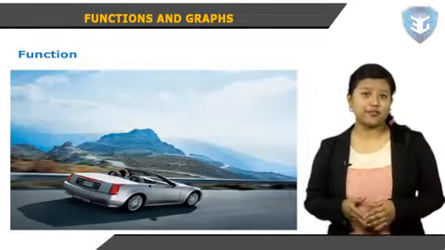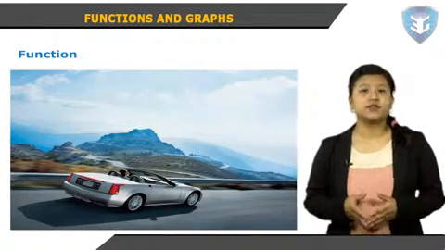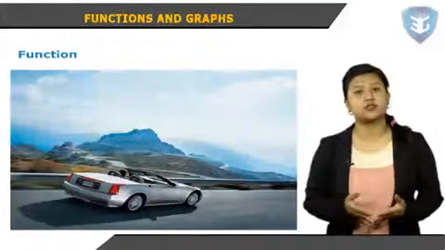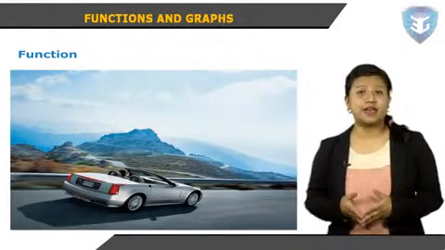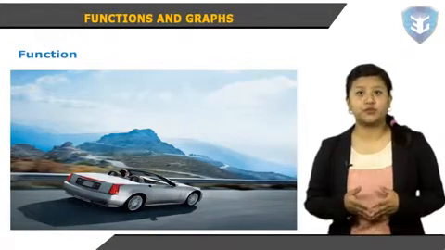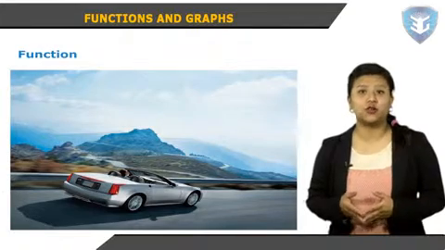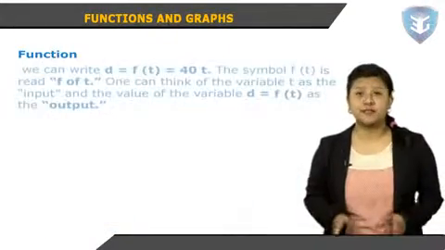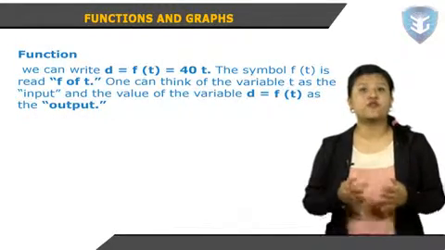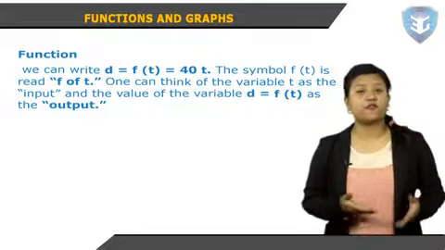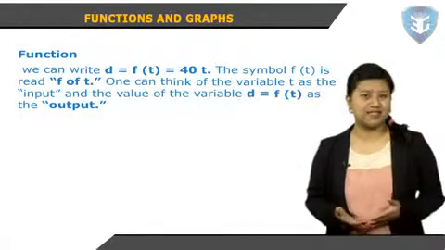Often the letter f is used to denote a function. Thus, using the previous example, we can write d = f(t), which is equal to 40t. The symbol f(t) is read "f of t". One can think of the variable t as the input and the value of the variable d = f(t) as the output. For example, an input of t = 4 results in an output of d, which is f(4), which is equal to 40 × 4, which is 160 miles.